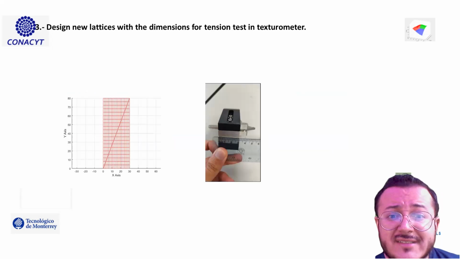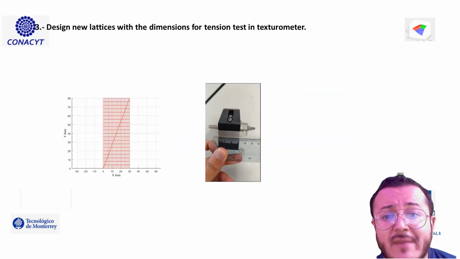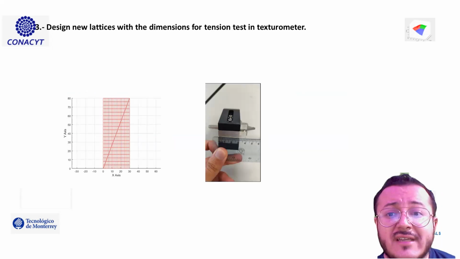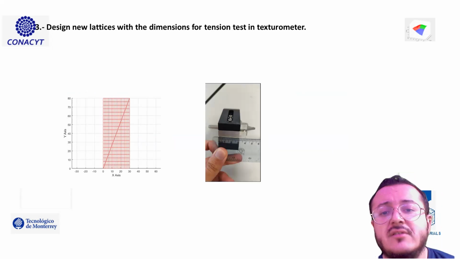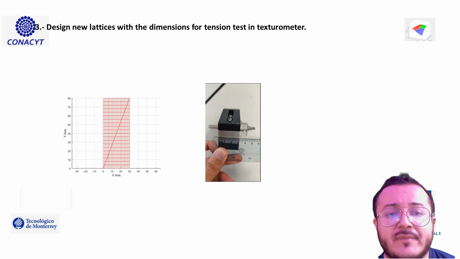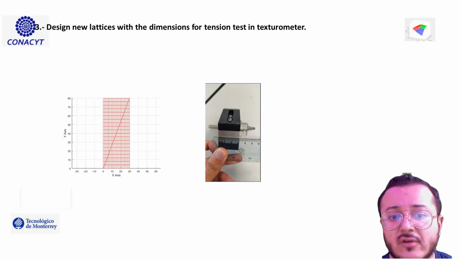New lattices were designed according to the dimensions available in the texturometer, in this case 80 by 30 millimeters. New CAD files were generated to print and also to perform the finite element analysis according to the dimensions of the texturometer, for all samples.